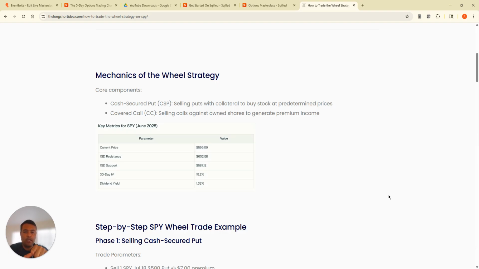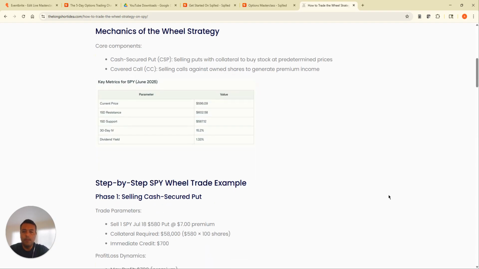Now I wrote this yesterday when SPY was trading around 596. So that's why the current price is 596 here. But I think the markets are flat this morning, so the numbers should still make sense. And even if they do not, this is just theory. We'll go to the platform to look at the whole practical example.